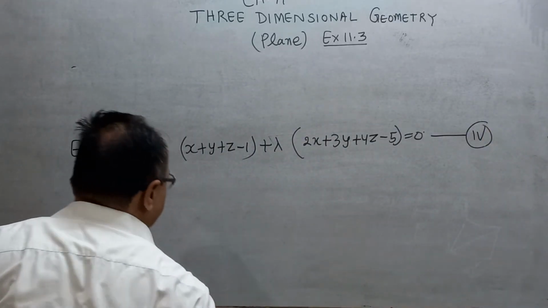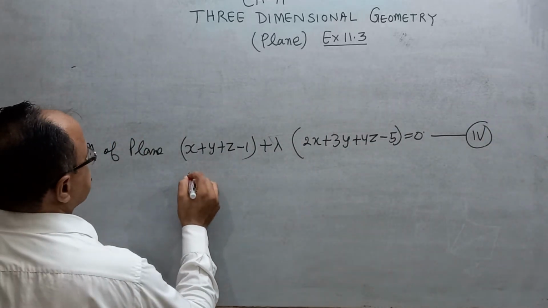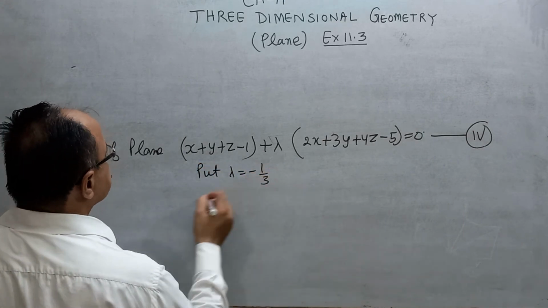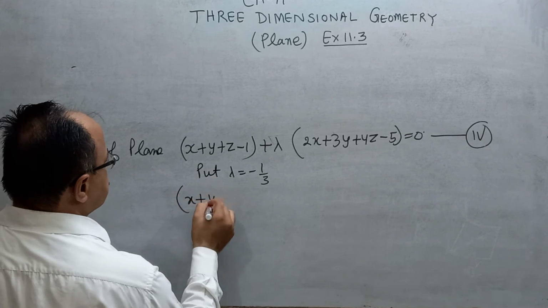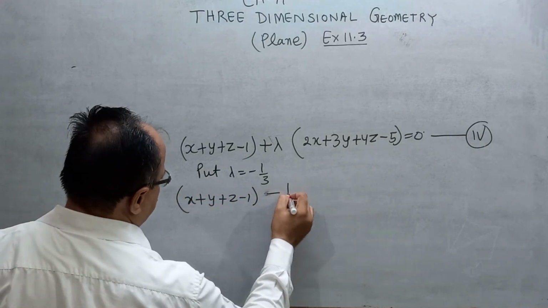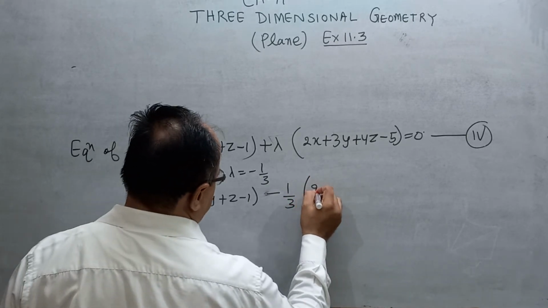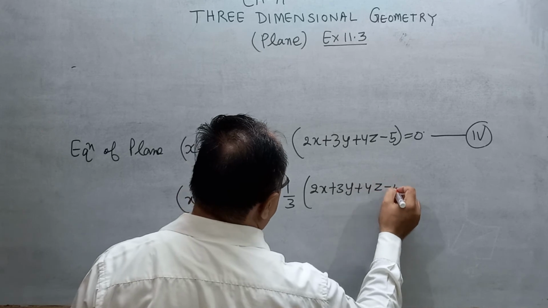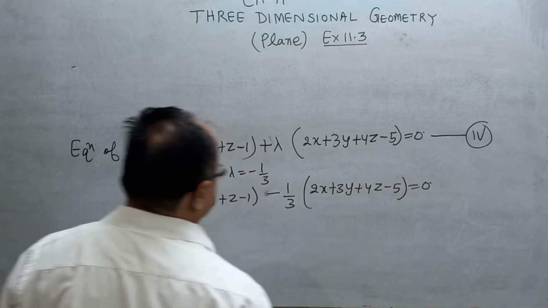Put the value of lambda here. That is the required equation. Put lambda is equal to minus 1 by 3: x plus y plus z minus 1, minus 1 by 3 times 2x plus 3y plus 4z minus 5 is equal to 0.